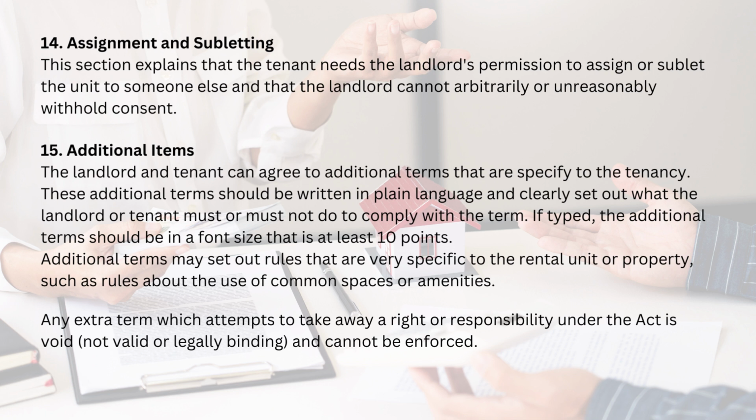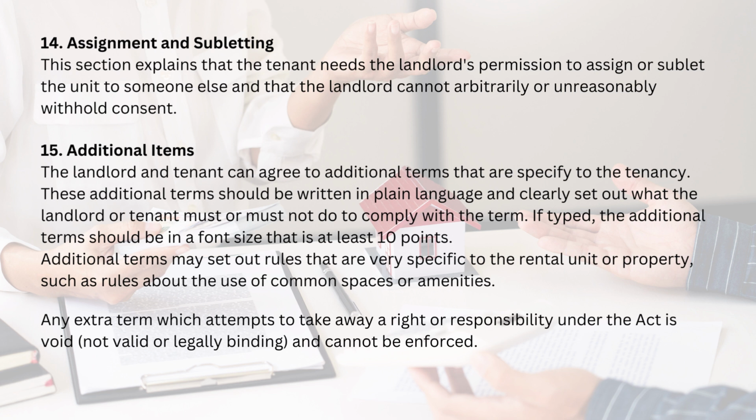15. Additional items. The landlord and tenant can agree to additional terms that are specific to the tenancy. These additional terms should be written in plain language and clearly set out what the landlord or tenant must or must not do to comply with the term. If typed, the additional terms should be in a font size that is at least 10 points. Additional terms may set out rules that are very specific to the rental unit or property, such as rules about the use of common spaces or amenities.